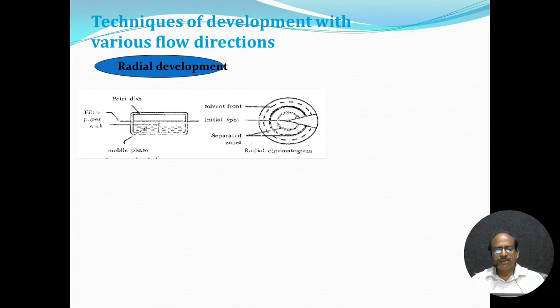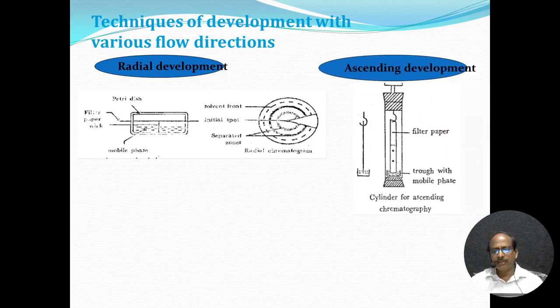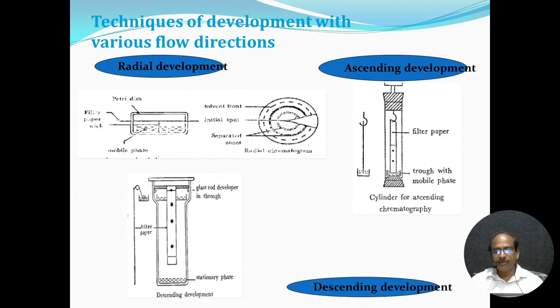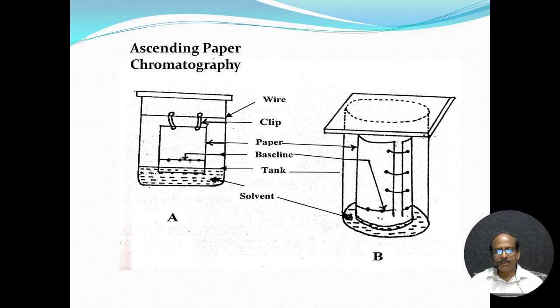In this class, we have to discuss the techniques of development in the various flow directions, and the techniques in paper chromatography. What are the techniques we have used in the previous classes? One is the radial development, another is the ascending technique, and another is the descending development. Ascending, descending, and radial development are the three types of techniques.